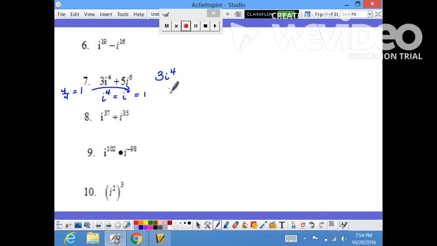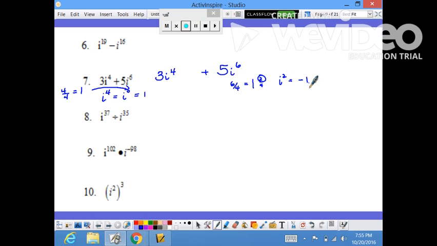Plus 5i to the power of 6. We just did that a problem ago, but just for memory, let's take 6 and divide it by 4. And that gives us 1 whole time, but we have 2 left over. So instead of i to the power of 6, we need to find out what i squared is. And we said that earlier to be -1.